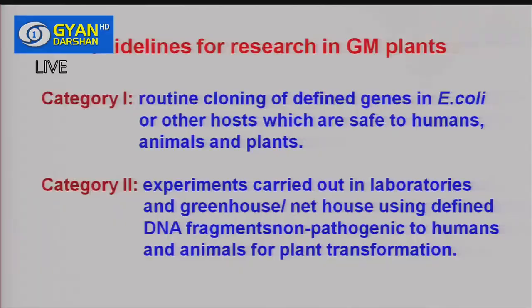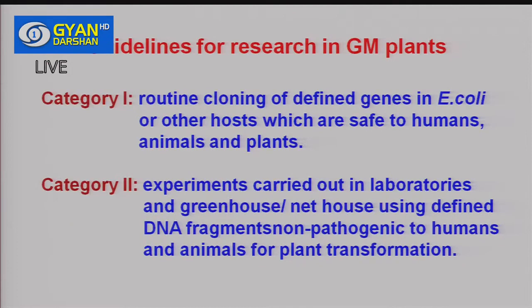So there is nothing to worry about. Category 2, that is experiments carried out in laboratories and greenhouse or net house. Supposing I generate a transgenic plant. My first task will be to grow it in the tissue culture condition and then bring it out in the greenhouse or net house conditions, and I grow it there till it matures, till it gives the first generation seed. So that comes under category 2.